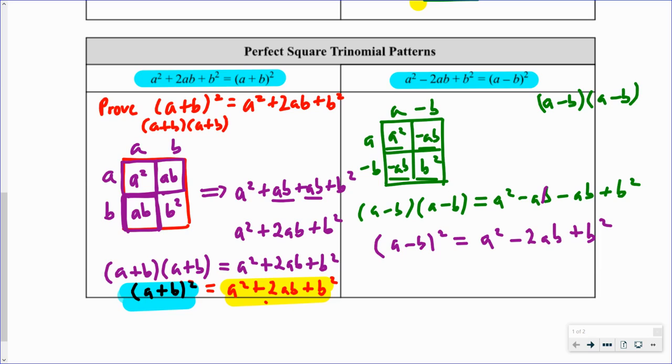Now what we're going to do is see how these patterns can be helpful in our work, and that's what you're going to see in the next video. You're going to see how to actually apply these factoring patterns. And then in the video that follows that, you're going to see how we can use perfect square trinomials to help us solve equations as well. Okay, so those videos will be coming up soon.